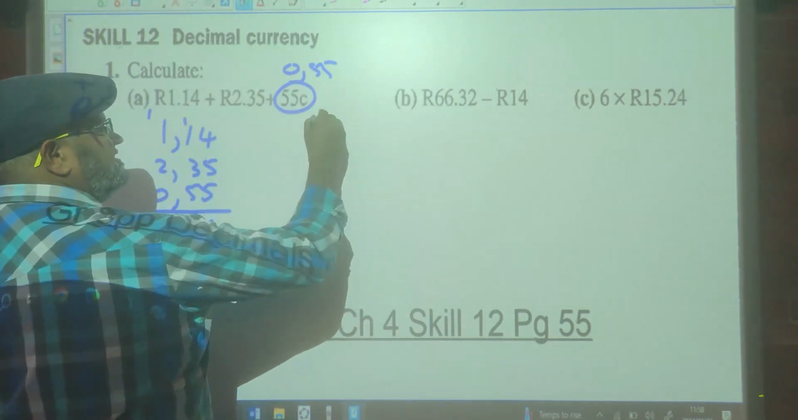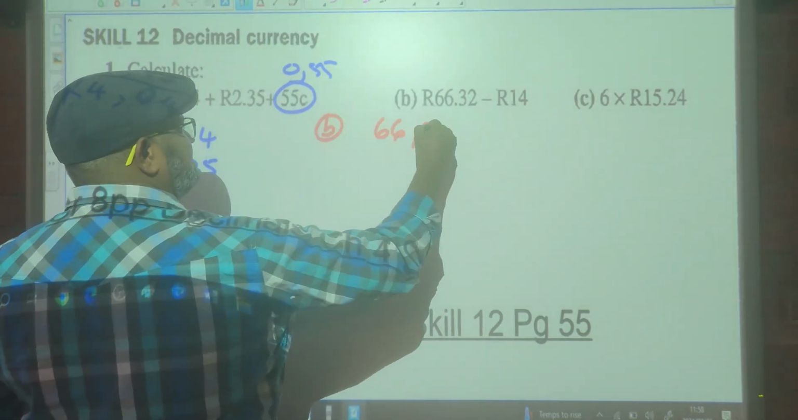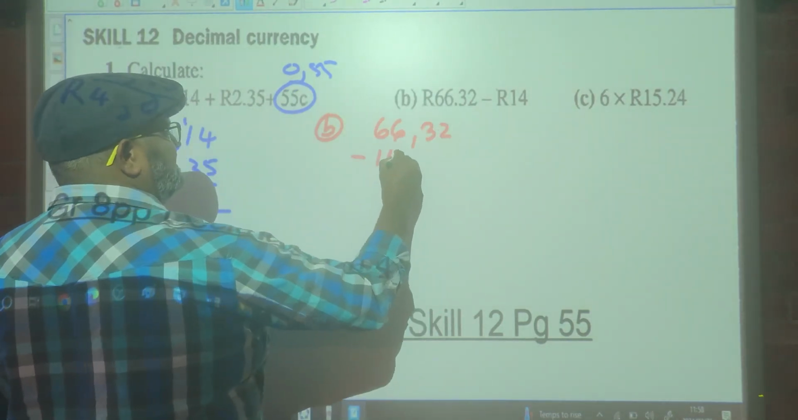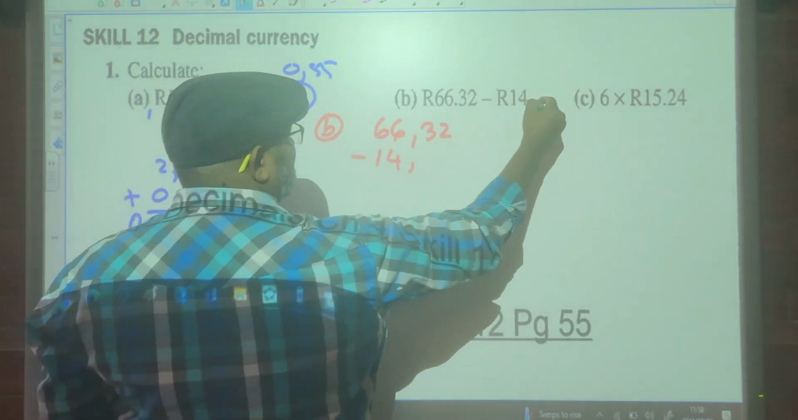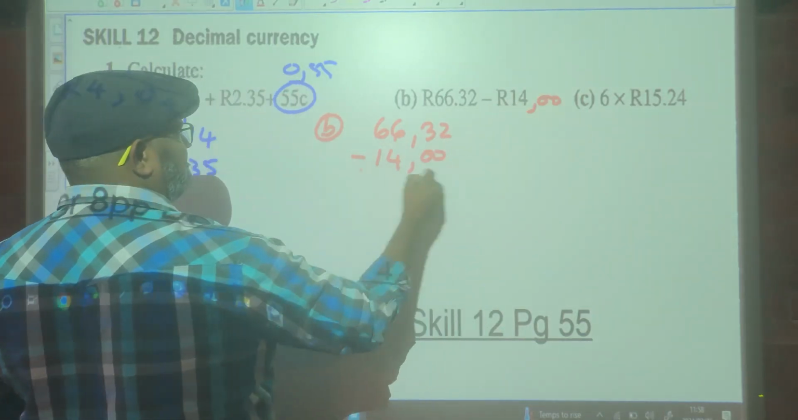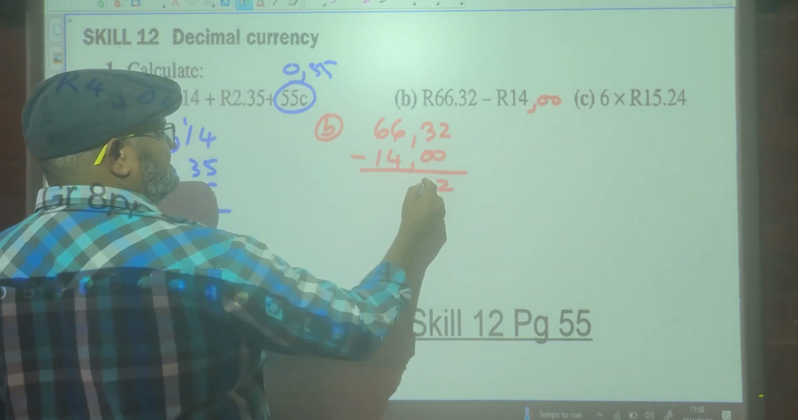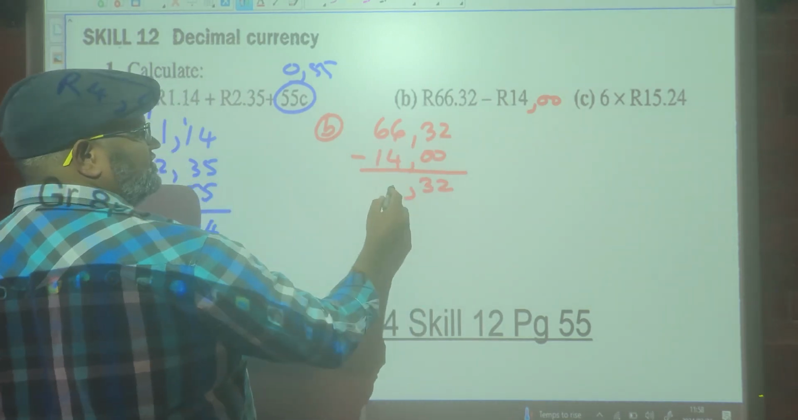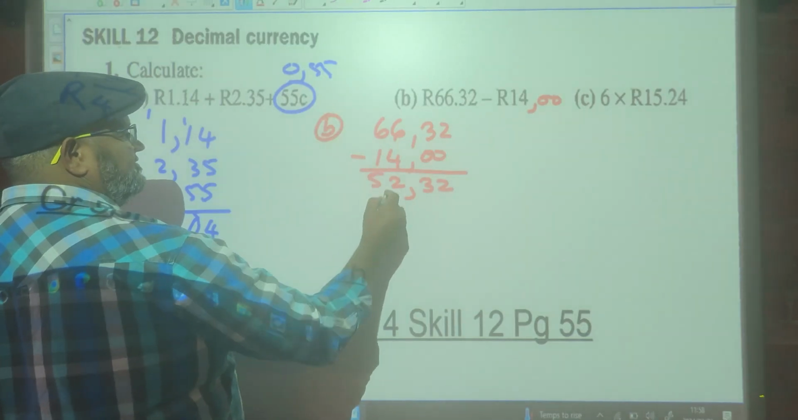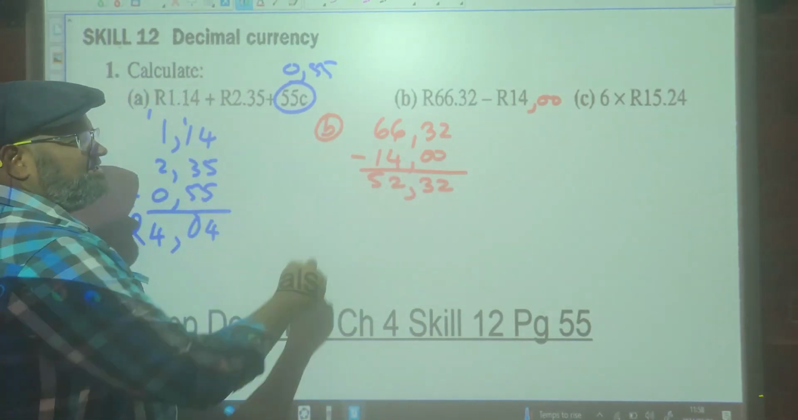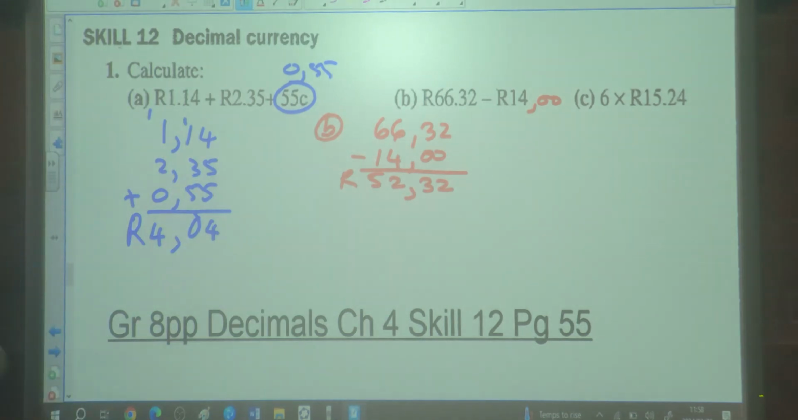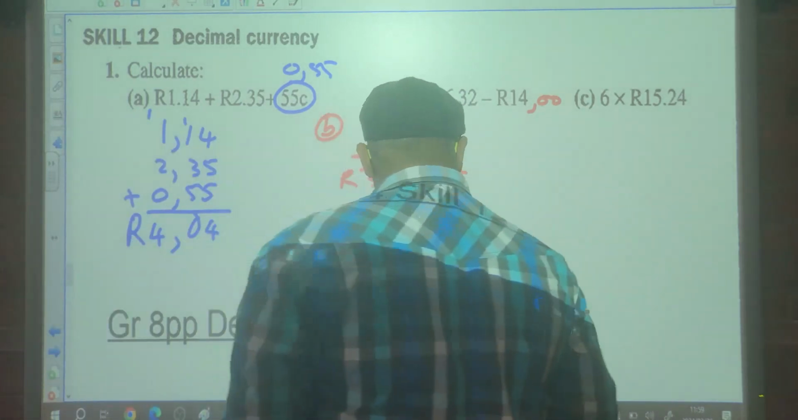B, you got 66 rand and 32 cents minus 14 rand. And how many cents is that? 0 cents. What's 2 minus 0? 2. 3 minus 0? 3. 6 minus 4? 2. 5. So it's 52 rand and 32 cents. 66 rand 32 cents minus 14 rand will give you 52 rand and 32 cents.